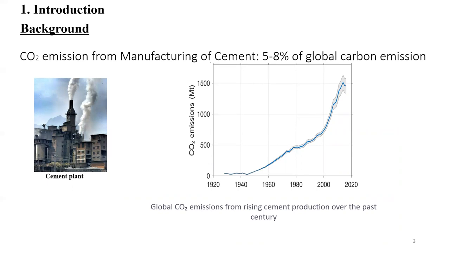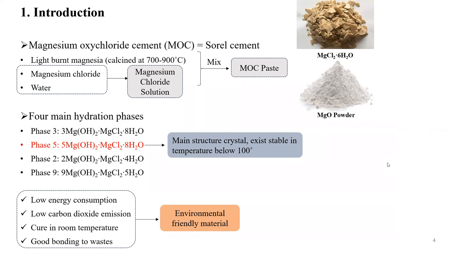But the manufacturing of cement emits a large amount of CO2. As you can see in this figure, the global CO2 emissions from rising cement production over the past century is shown. You can clearly see the rapid increase of carbon dioxide emission with the years due to the manufacturing of the cement. And actually the CO2 emission from manufacturing cement takes 5 to 8% of the global carbon emission. So it's a big issue how to reduce the carbon emission due to the manufacturing of the cement.